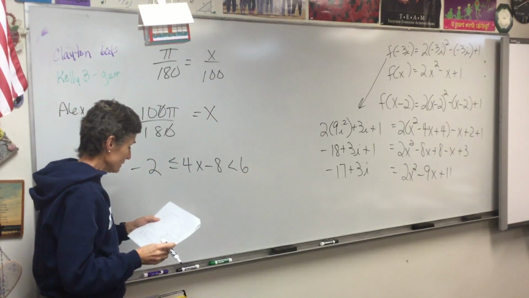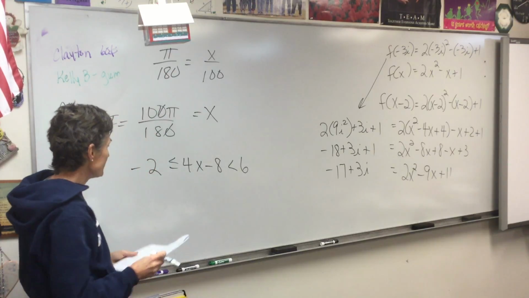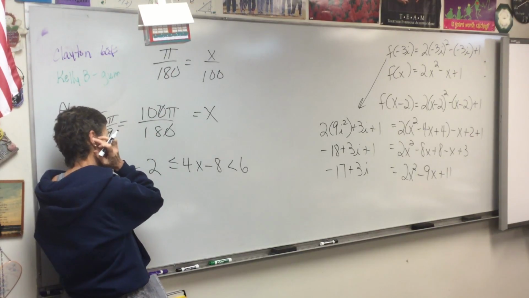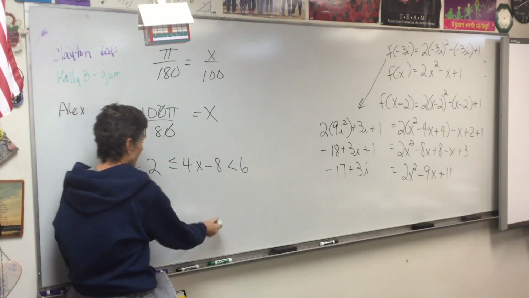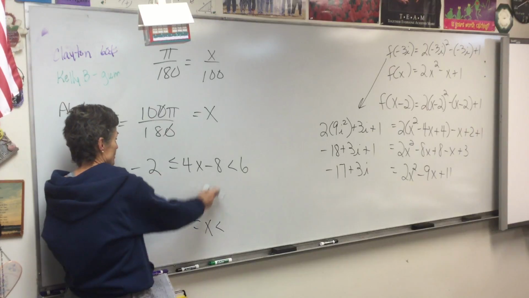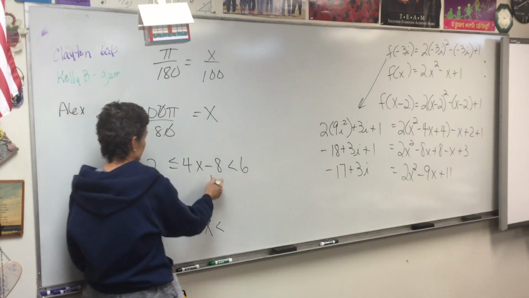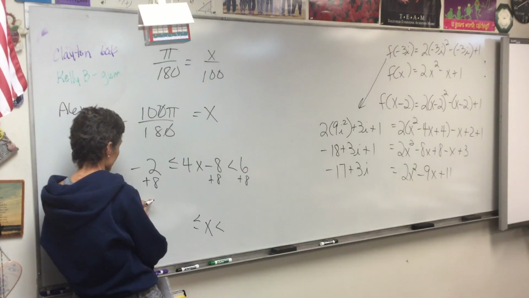Now this inequality, it's a compound inequality, there's two of them here. It could be split up, but it's probably easier just to leave it the way it is and get x by itself. That's our objective. We want to get x by itself. So what's that, 8? Now when you do that though, you got to add it to everything.